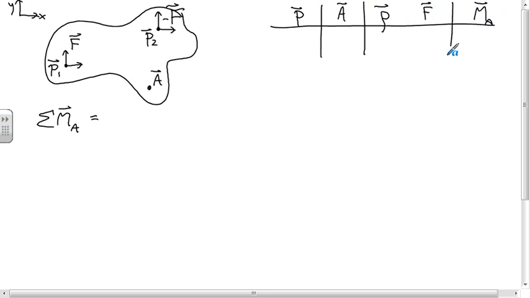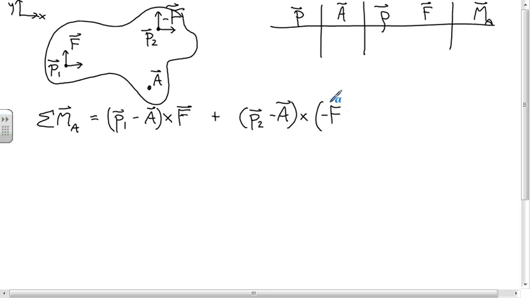So we have P1 minus A. That's our rho vector. And then we're crossing that with the force vector F. So that's the moment produced by the force F. What's the moment produced by the force negative F? Yep. P2 minus A crossed with, now our force is negative F.